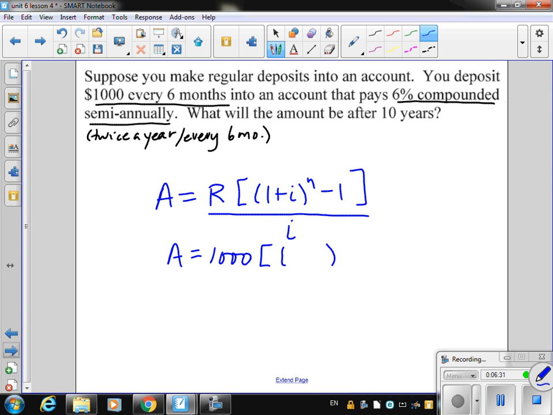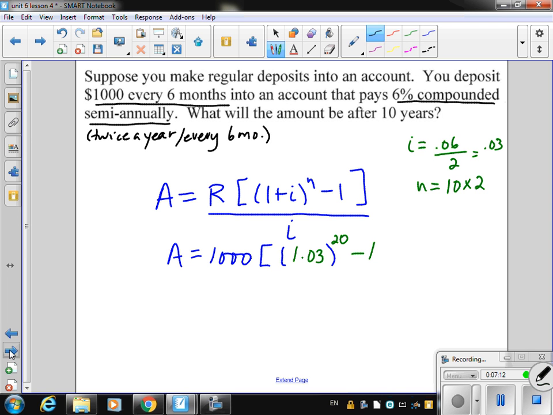My rate of growth will be 1 plus the interest rate, but the interest rate is compounded semi-annually. So I always write it off to the side. My interest rate yearly is 6%, and I want this semi-annually, so I'm going to divide it in 2. So that bank is going to give me 3% every 6 months. My N, the number of compounding, is 10 years, but it's twice a year. So I'm going to take my number of years and multiply it by the compounding periods, which is 20. They're going to put interest into that account 20 times.